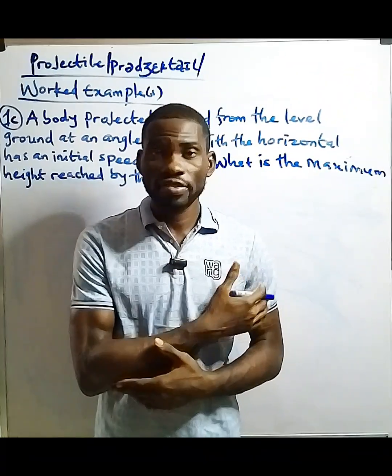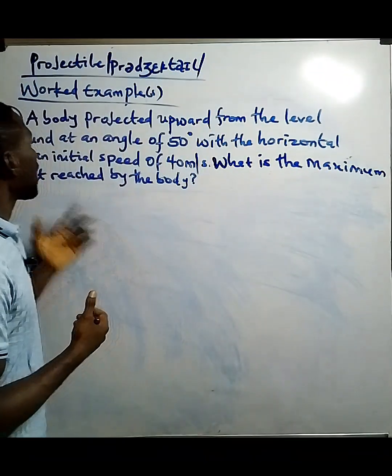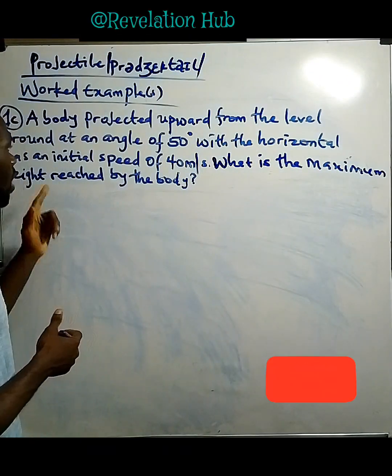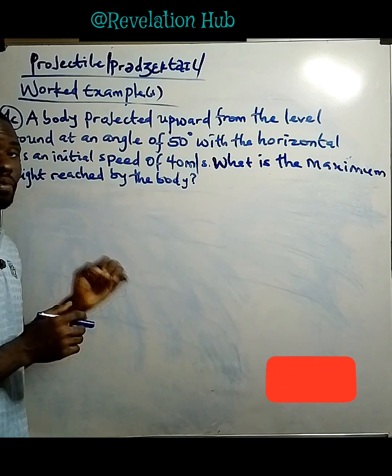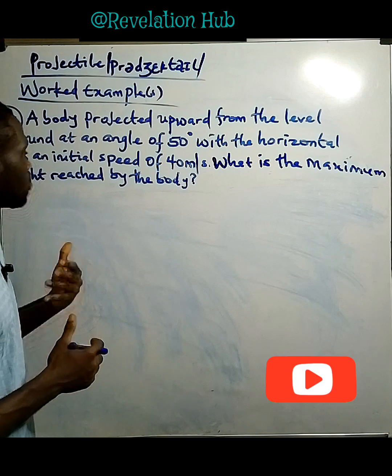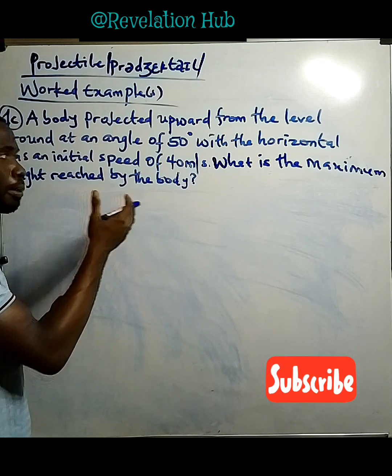Let's look at example 1C. Now look at this question. A body projected upward from the level ground at an angle of 50 degrees with the horizontal has an initial speed of 40 meters per second. What is the maximum height reached by the body?